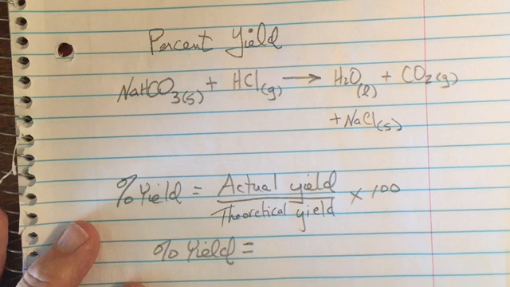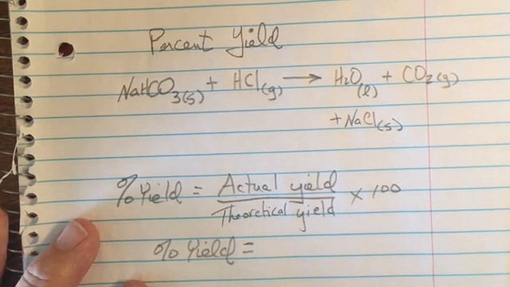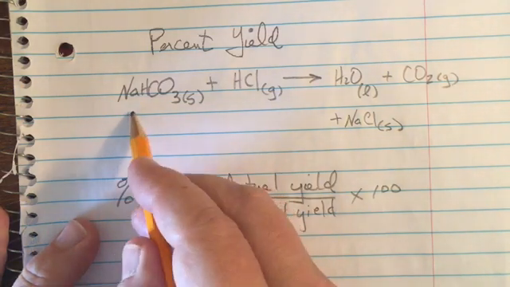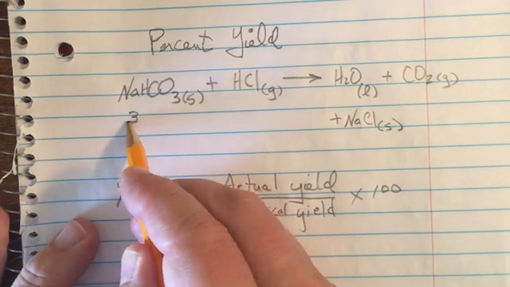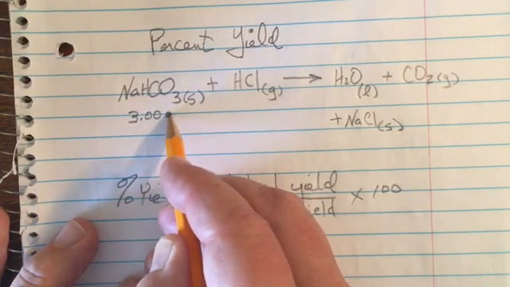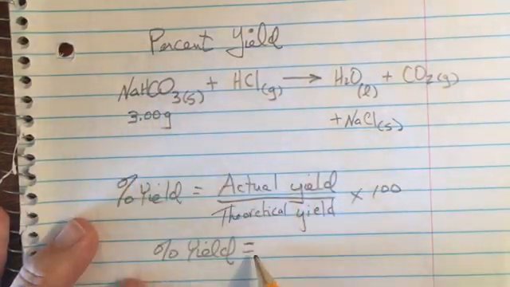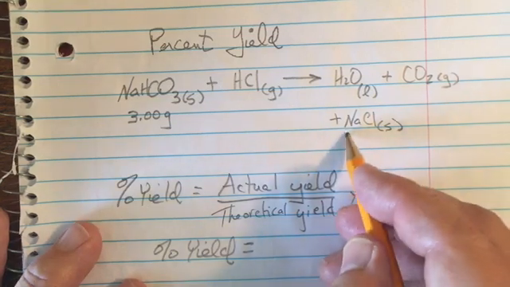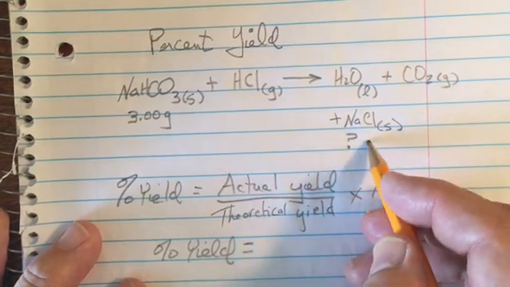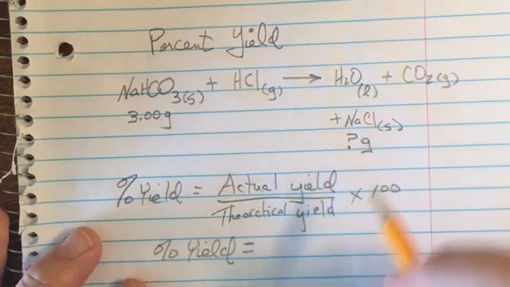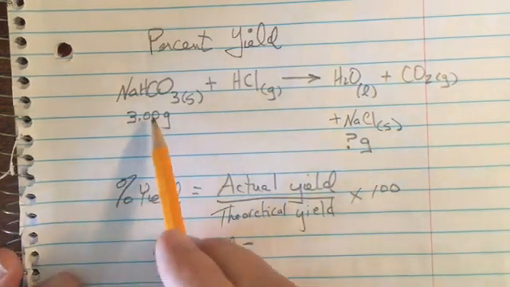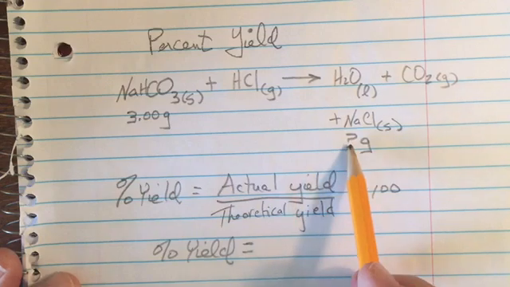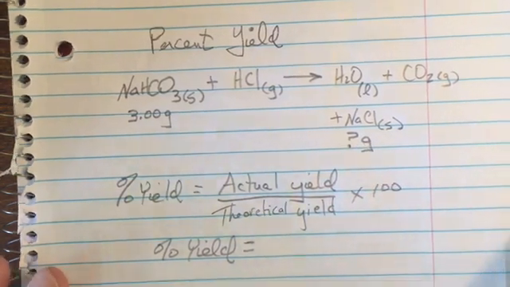Let's look at this example of a reaction to illustrate percent yield. This is a similar reaction to one that we actually do in the laboratory. We do an experiment where we measure out 3.00 grams of sodium bicarbonate, and we want to determine how many grams of sodium chloride is produced. Now, as you can see, we have a mass of reactants, and we have a mass of products that we're going to determine.